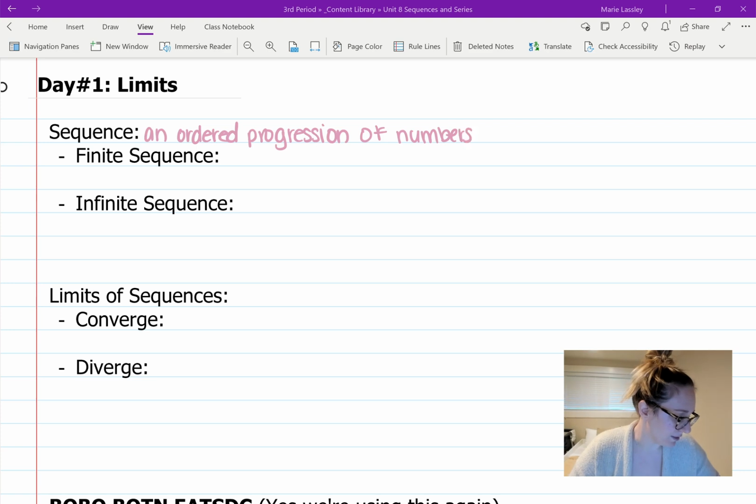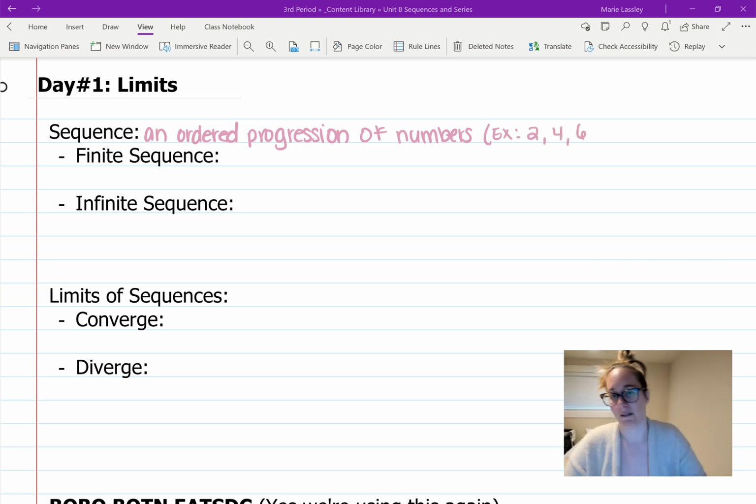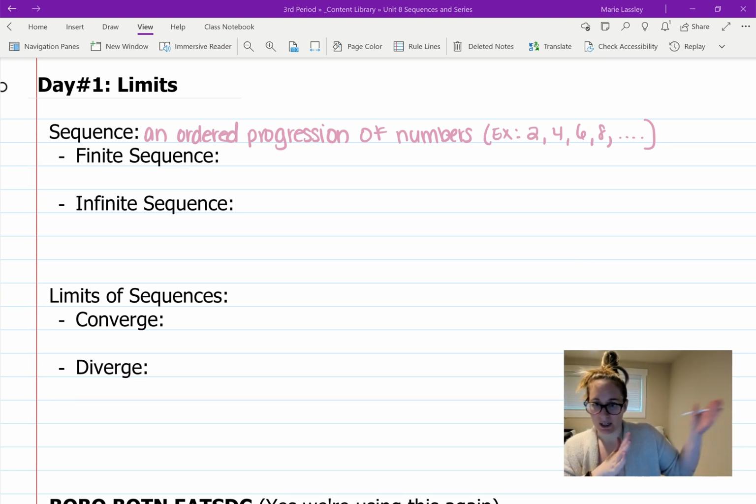All right, so for instance, example: 2, 4, 6, 8, dot, dot, dot. That is a sequence, right? So it's ordered, there's a specific order, a progression of numbers. Progression just means we are increasing or decreasing at some rate. Okay, so there are two types of sequences.